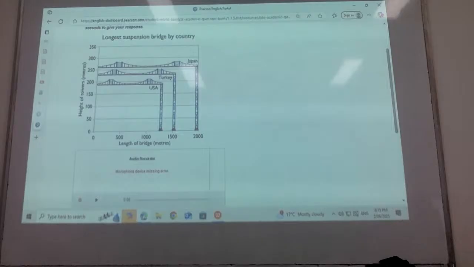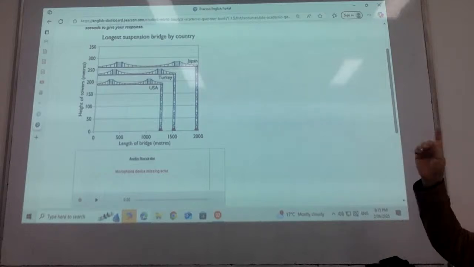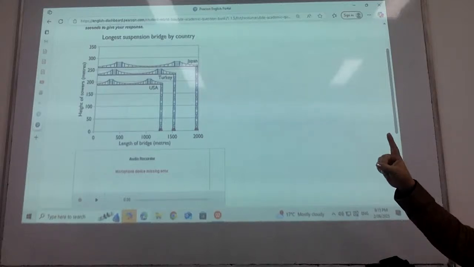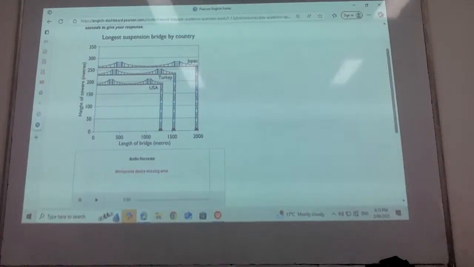Yep. It says meters, because in truth they are the meters of the heights. But look what it's saying. Longest suspension bridge. Longest.